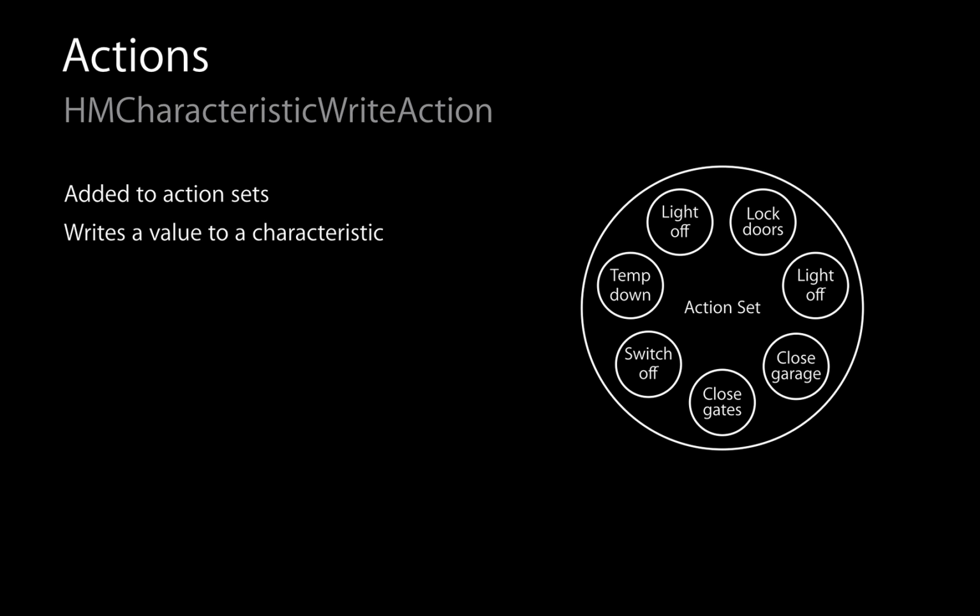So what are these actions? Actions are HMCharacteristicWriteActions. This is a very literal name because what you're doing in an action is you are writing to a characteristic. So, for example, you may have an action that is close the garage. It's a single write to a single characteristic on the garage door opener service. And so that's a single action. So you would create that action and add it to the action set. So action sets are interesting. They're starting to allow you to do something more complex.